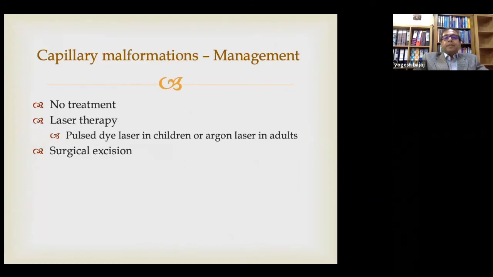So for these capillary malformations, again, management: if it is not bothering them, they don't necessarily need any treatment. Dermatologists can offer them laser therapy and very rarely surgical excision if they ask you.